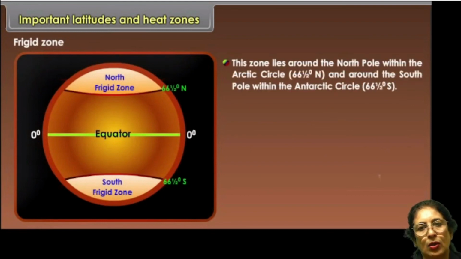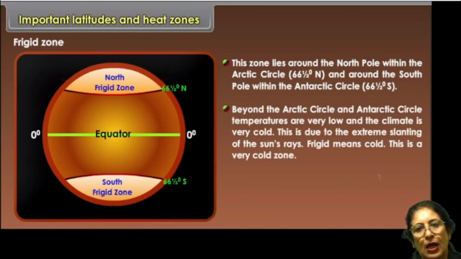Frigid zone. This zone lies around the North Pole within the Arctic Circle, 66.5 degrees north, and around the South Pole within the Antarctic Circle, 66.5 degrees south. Beyond the Arctic Circle and the Antarctic Circle, temperatures are very low and the climate is very cold. This is due to the extreme slanting of the rays that fall from the sun. Frigid zone means cold.